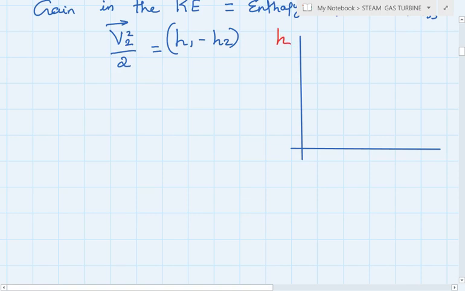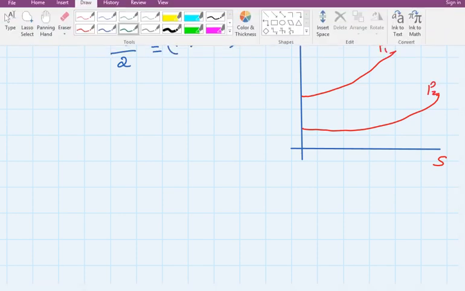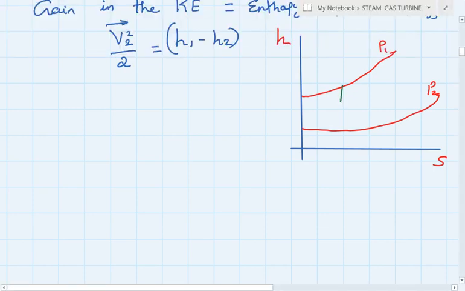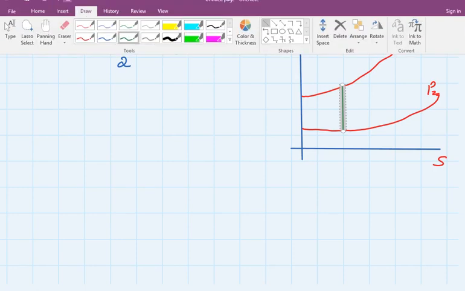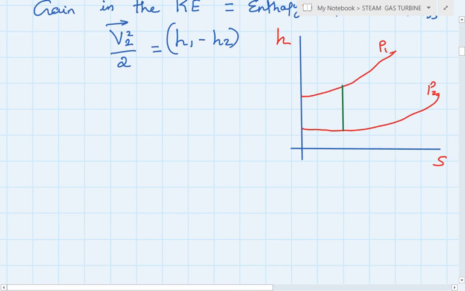Let me write this equation in terms of the HS diagram. These are the pressure lines P1, P2. When it is an isentropic expansion, there will be a straight line. So this is process 1 to 2 dash, an isentropic expansion where S1 equals S2.